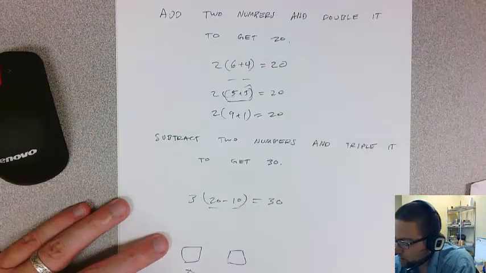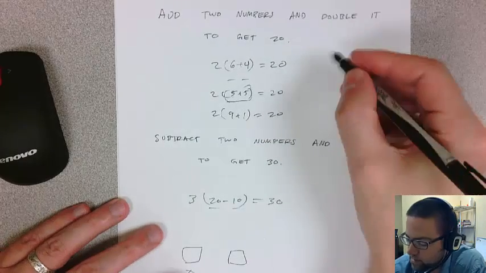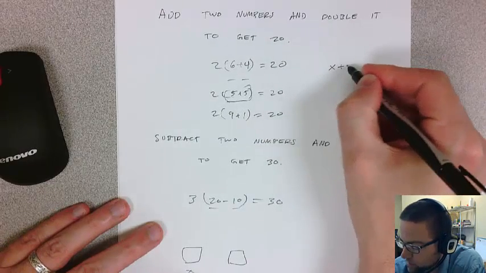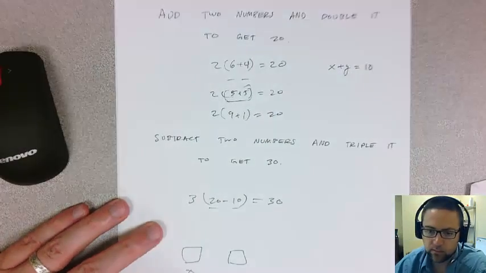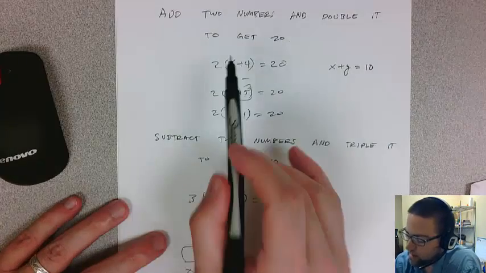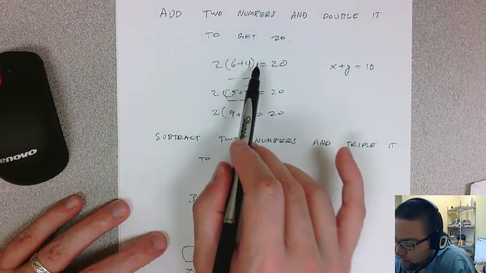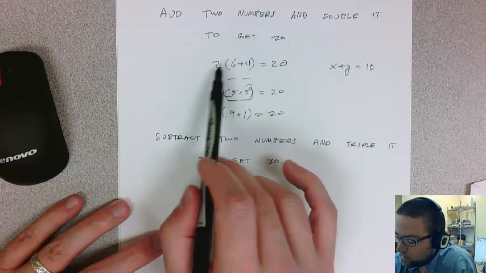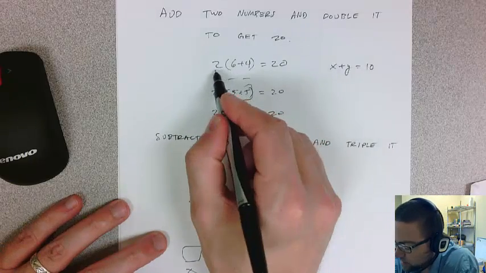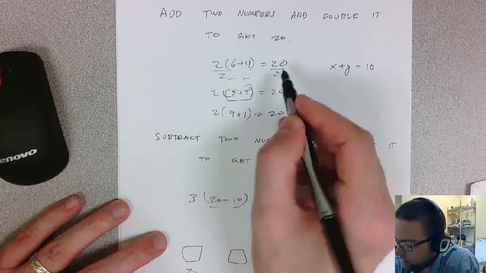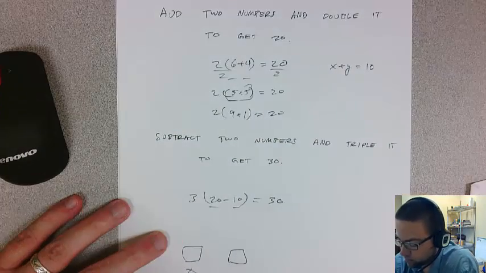to 10. Okay, so we can kind of simplify this by saying, well, our two numbers x plus y have to be 10, right? So that is one way that we can think about simplifying this problem, is that the 2 doesn't really matter, right? Because I could divide both sides by 2, and I get 10 on that side, right?